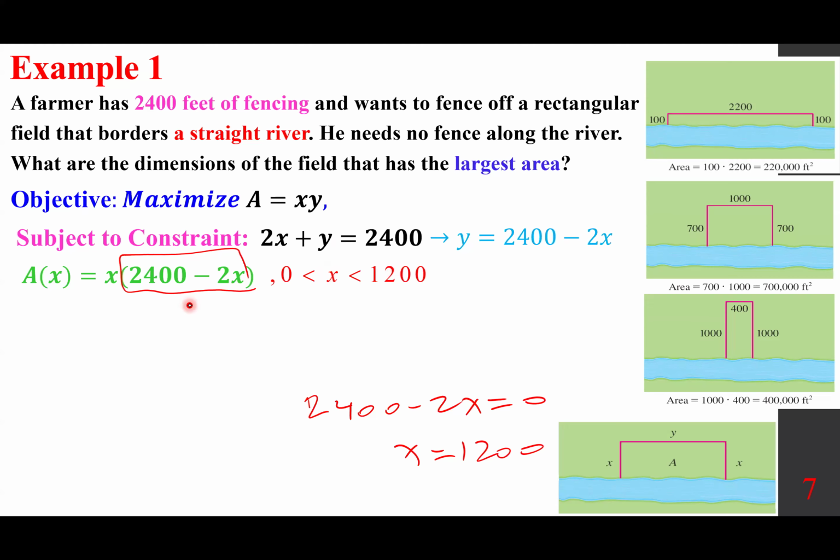And so to move on to the next part, for the sake of differentiation, I'm going to distribute first, and I'm going to write 2400x minus 2x squared. I want to find the critical point, so I am going to differentiate this. A prime of x becomes 2400 minus 4x.